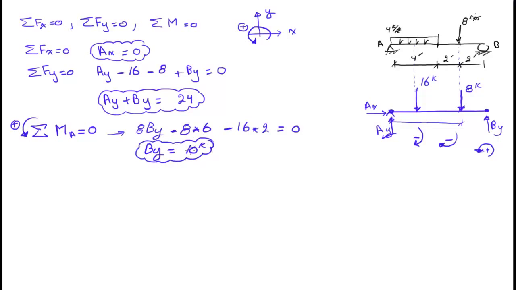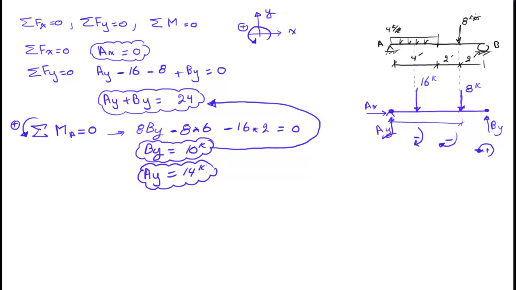Now I have a value for By. All I need to do is just go back right here and substitute it back in this equation, and I can find the value for Ay. And if you do this, very easy to do. So what is the Ay? If I add By, which is 10, is going to be 24. Obviously it's just basically 14k, and that takes care of the reactions.